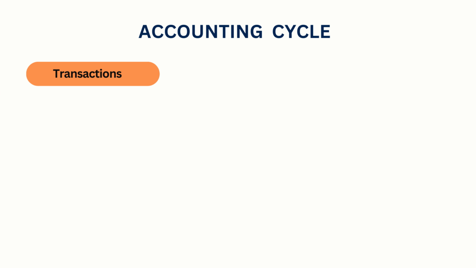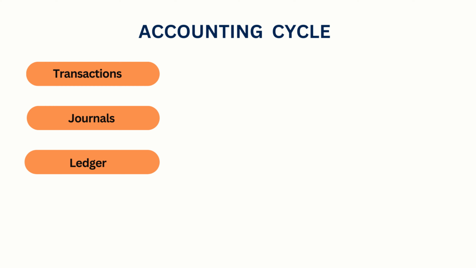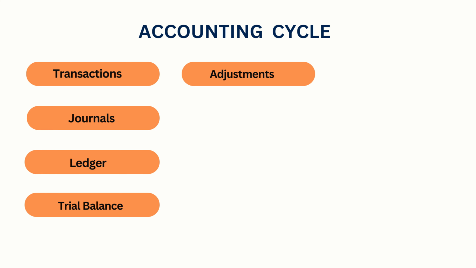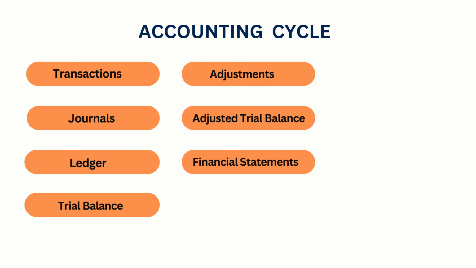So what we've just seen is the full accounting process. First, business transactions occur. Then, those transactions are recorded in the journals. The journal entries are posted to the ledger accounts. A trial balance is prepared from the ledger balances. Adjustments are made to apply the accrual principle. An adjusted trial balance is prepared. Finally, the balance sheet is constructed from those balances. And that is how accountants build the statement of financial position step by step.